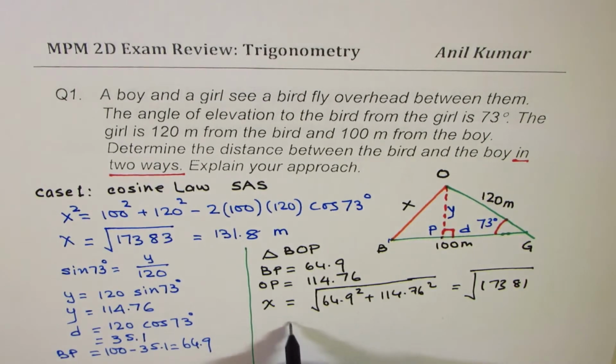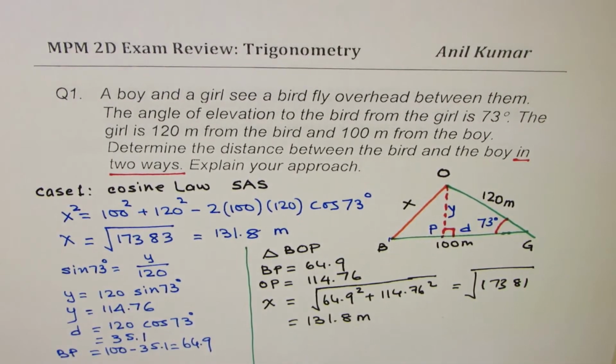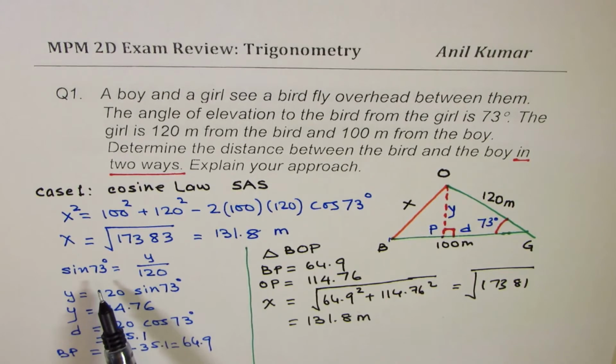So we get exactly the same answer. Units are meters. Do you see that? So that is how you could do it. Now this is an excellent question to begin with. We started with the cosine law. We have used the trigonometric ratios, sine and cosine.